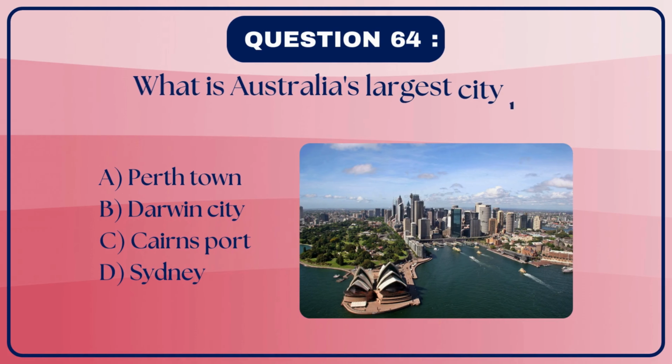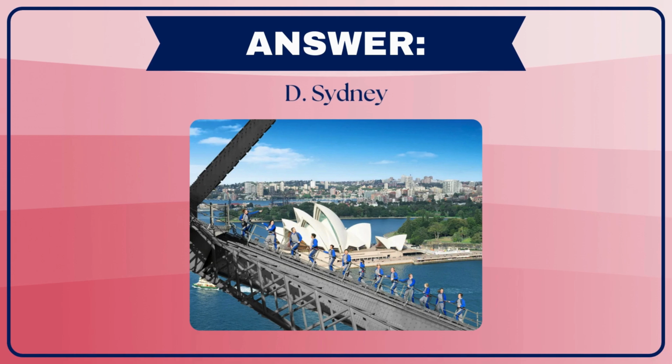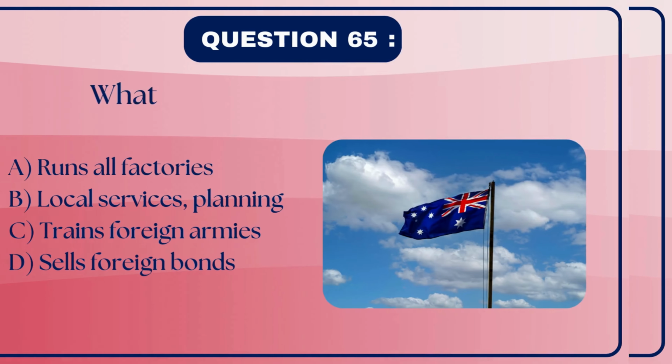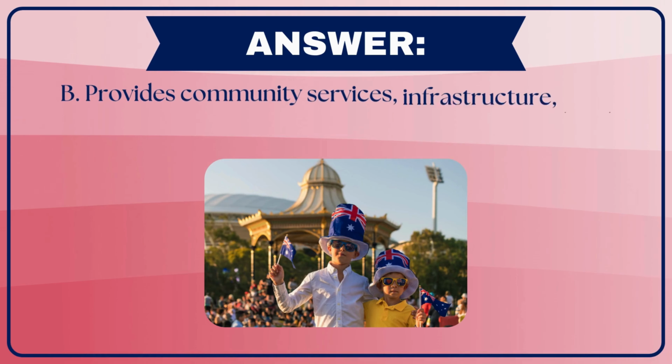What is Australia's largest city by population? Sydney. What is the role of local government in Australia? Provides community services, infrastructure, local planning.